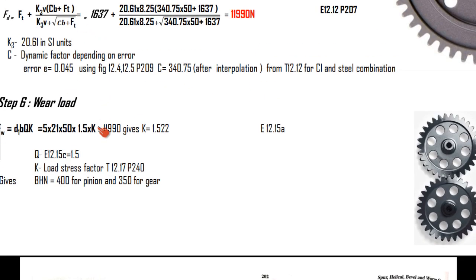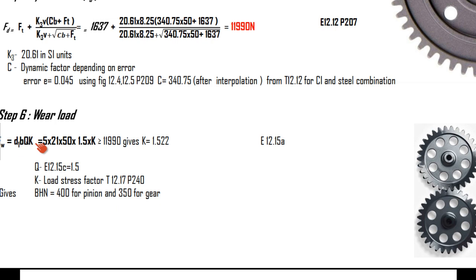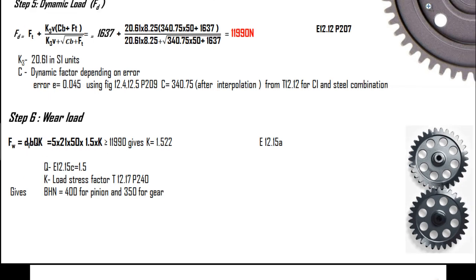And the final step, we have to calculate the wear load using the equation D1BQK. You have to be very sure that this is D1, this is not D2. In order to calculate the FW, you have to use D1 itself. Now upon substituting D1, which is nothing but 21 into 5, 105. B is 50. Now we have to calculate the value of Q. Q can be calculated using the equation 12.5C, where 2D2 divided by D1 plus D2, 2Z2 divided by Z1 plus Z2. So upon substituting, we get the value of Q as 1.5, and that is substituted over here. And the value of FW has to be greater than FD, 11990.